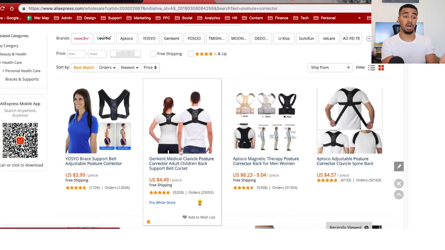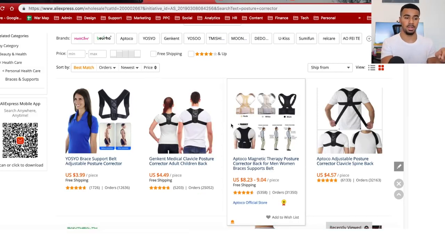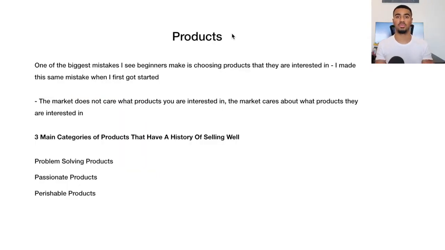Now, this product did extremely well, and there were numerous people promoting this same product. One of the reasons why that product did really well is because it solved a huge problem, right? The problem of people not being able to have their posture straight. People hate slouching over or not having their back straight. And because of that, it did extremely well.